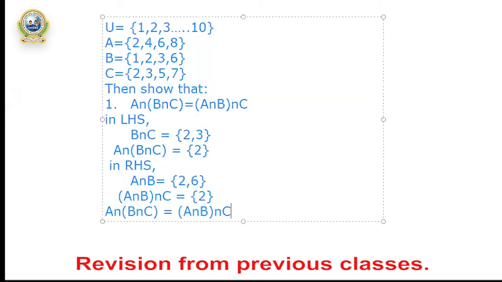How did we prove it? By just listing the members of the different sets. Now we combine them and we have A intersection B.